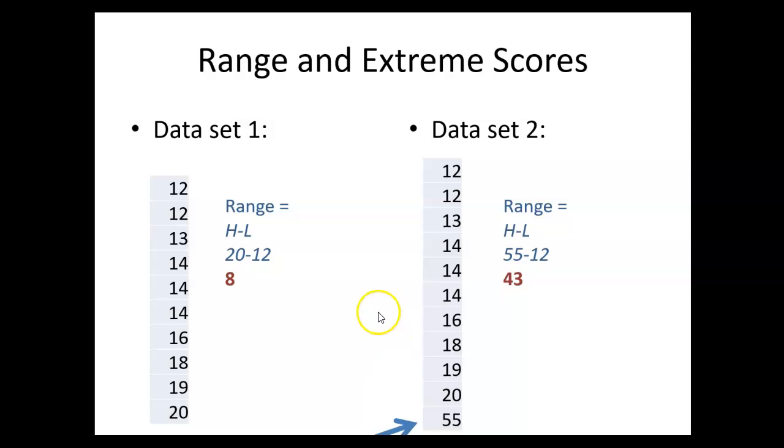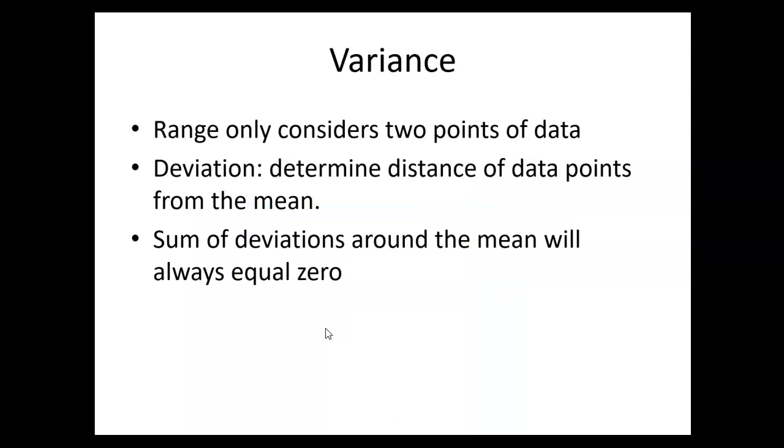If we added the number 55 into this data set, we would have to do 55 minus 12. And so now the range has increased substantially with the addition of just one number. So again, range is very sensitive to extreme changes in scores. Now, range only covers 2 points of data. Variance, on the other hand, is different.